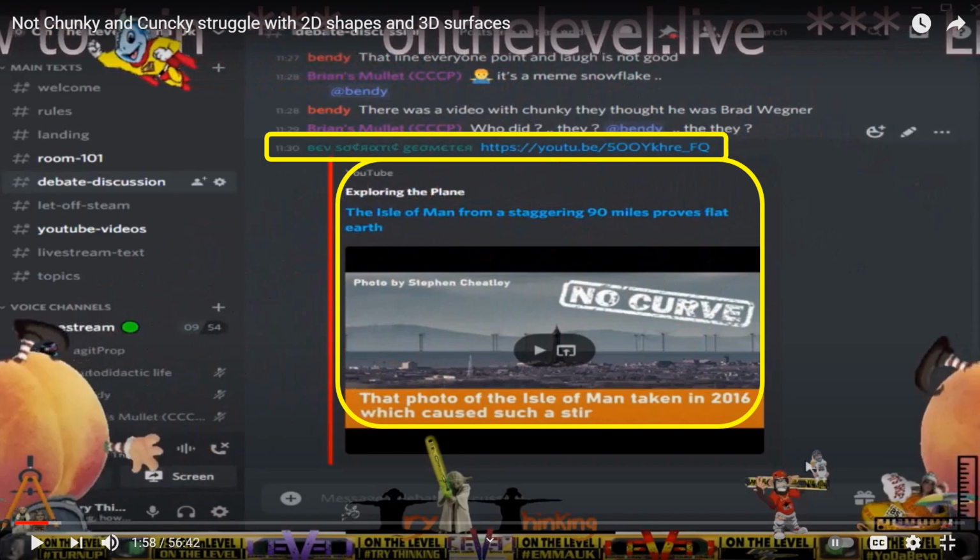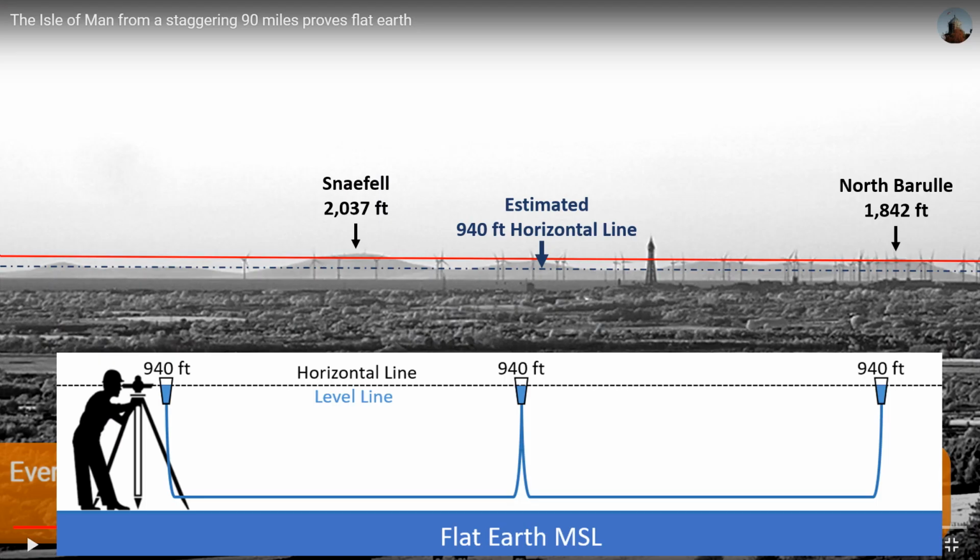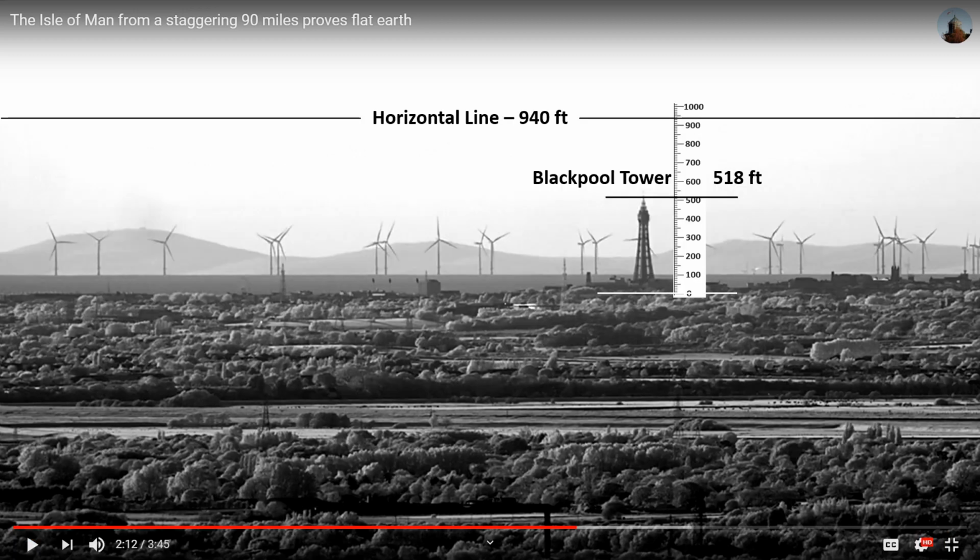Now, Bev is definitely familiar with Exploring the Plane's video because you can see that he has linked this into a Discord discussion. So if he thinks the Earth is really flat and we see all of the Isle of Man, then you think he would quickly tell me that the 940-foot horizontal line would be somewhere about halfway up either Snaefell or North Barule. Of course, I'm going to surprise him by using Blackpool Tower as a reference, because we know if the tower is 518 feet tall, then at this location, 940 feet has to be up here somewhere.